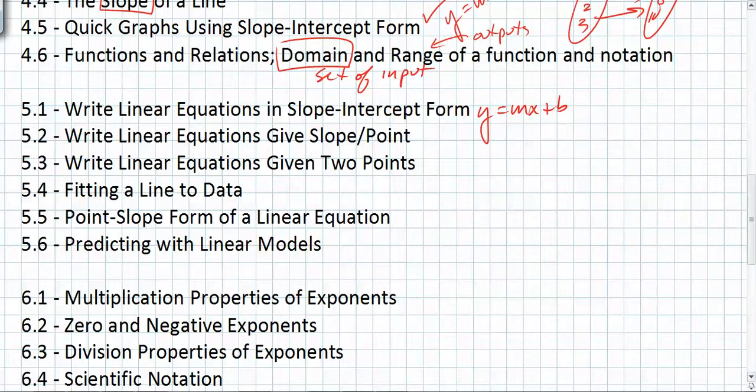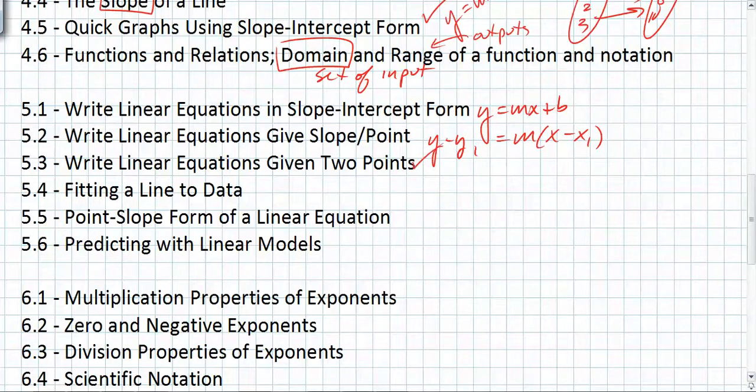Write linear equations given a point and a slope. Y minus y1 equals m times x minus x1. That's important. Write linear equation given 2 points. That's almost the same as 5.2, except they're not giving you the slope, so what do you have to find? And then once you have the slope, you have a slope and 2 points. Is that more information than you need? Yeah. Them giving you 2 points is the same thing as giving you the slope.